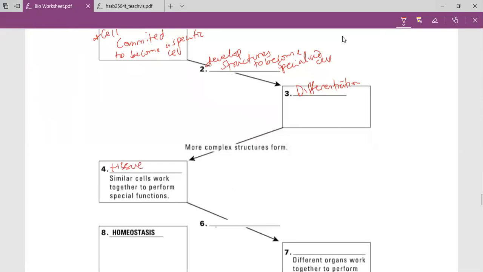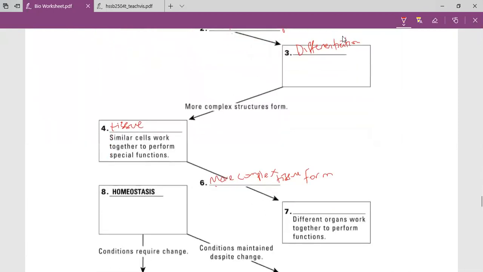What is 6? More complex tissues form. And number 7 is going to be what? Organ system. You can say more complex tissues form, or you put organ, because if you have more complex tissue forming, it's called organ too. This will be organ system.